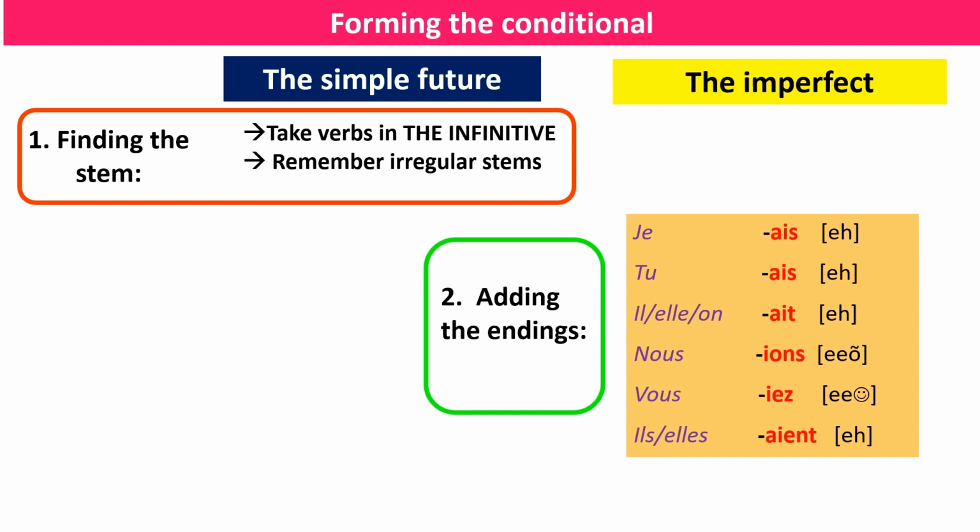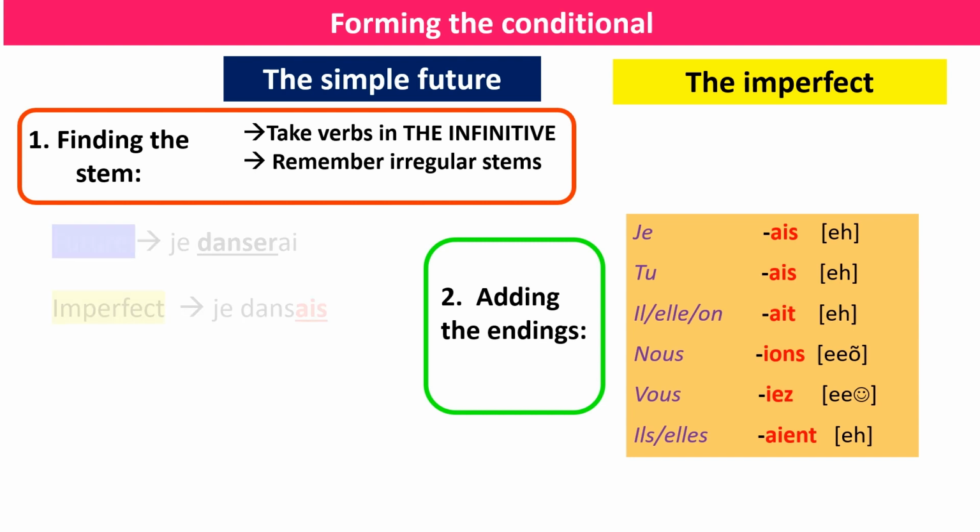To form the conditional, you need to merge these two tenses together. That's why it's important to be familiar with them in the first place. So, forming the conditional means using the stem of the simple future and adding the endings of the imperfect tense.